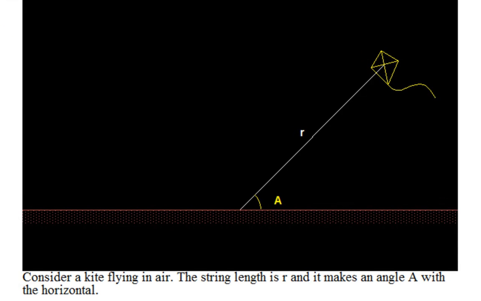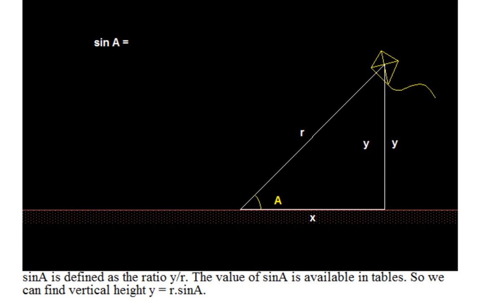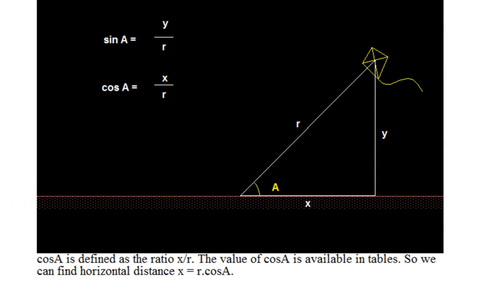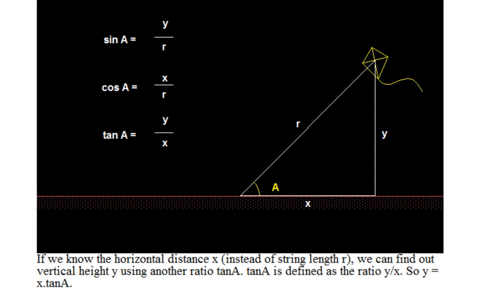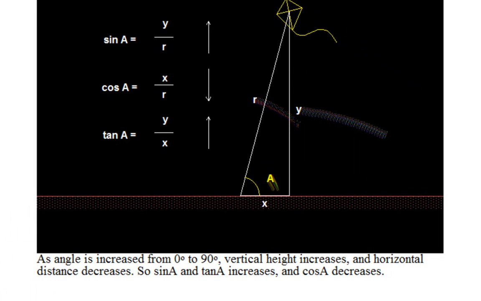Trigonometric ratios of angles help in finding distances. Sin A is y by r, cos A is x by r, tan A is y by x. Sin A and tan A increases with angle and cos A decreases with angle.